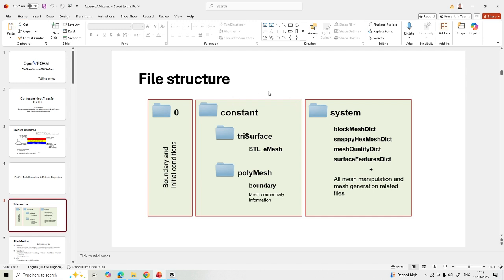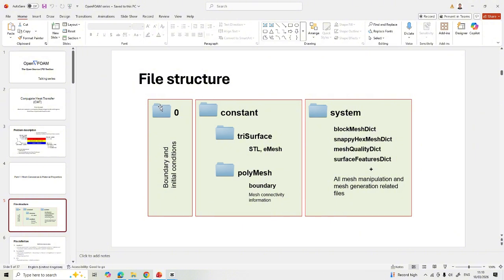And the constant is more about the definition of some geometry. For example, the triSurface is a geometry that you will use for the mesh generation, and also the mesh will be saved in this folder. So we know the CFD is mainly based on the finite volume method, so the meshes, the points, the cells information and the boundaries. And the boundaries here I mean are more about the geometric boundaries, so what kind of faces in the mesh can be used as boundary.